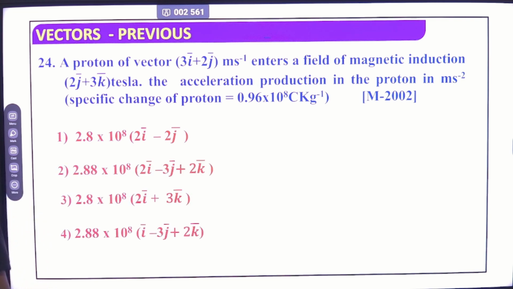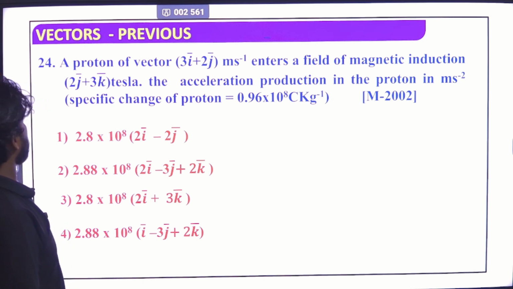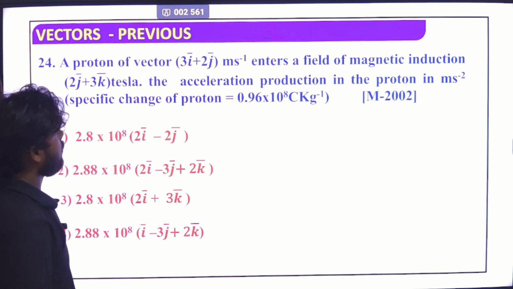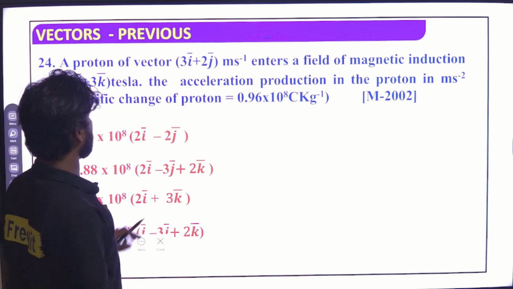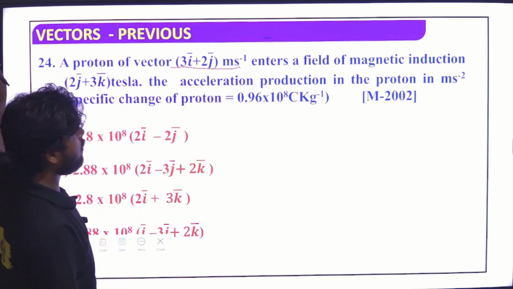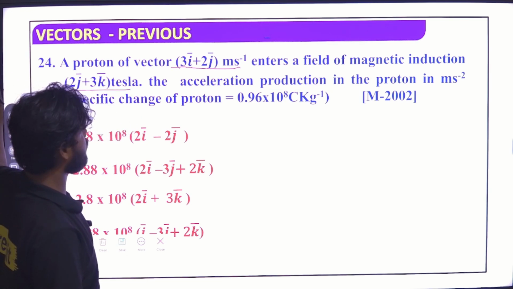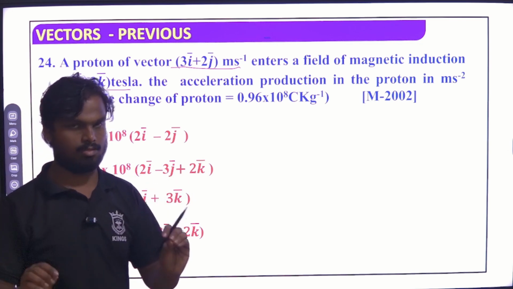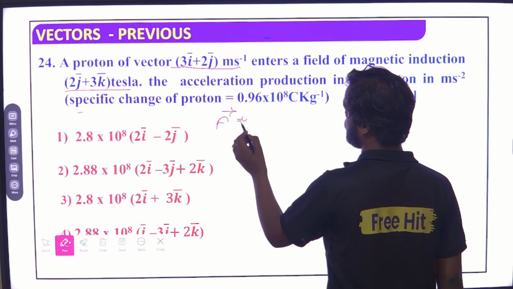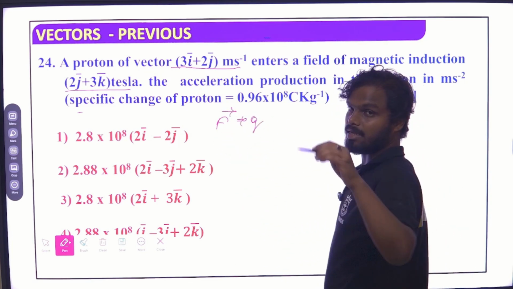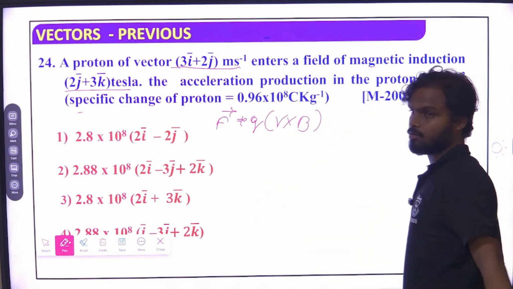Yeah, let's see this question. A proton with a velocity vector in meters per second, this is the velocity of the proton, enters a magnetic field. This is the magnetic field. The acceleration produced in the proton is, just for your convenience, the magnetic force will be, you will understand this in class 12, Q into V cross B.